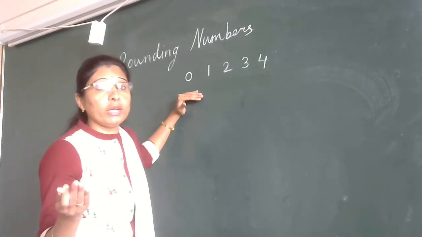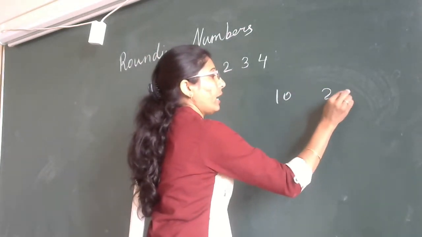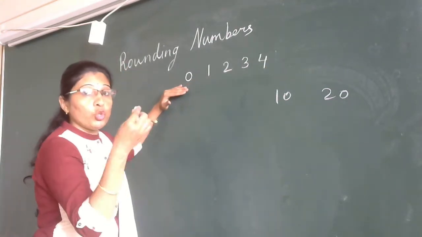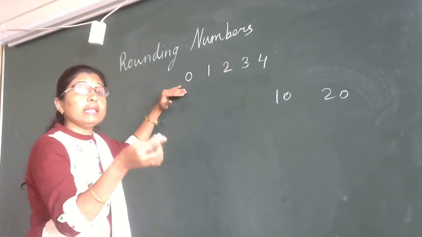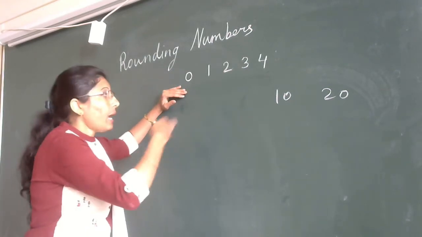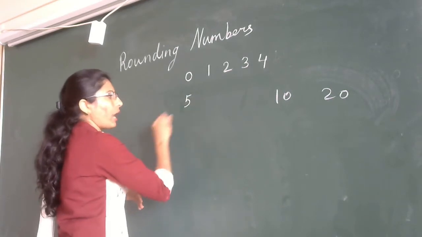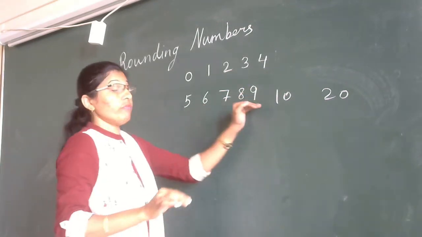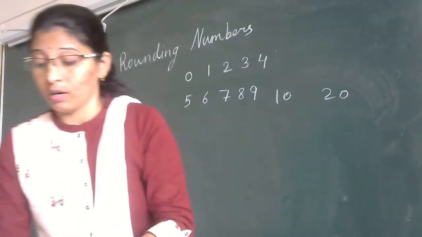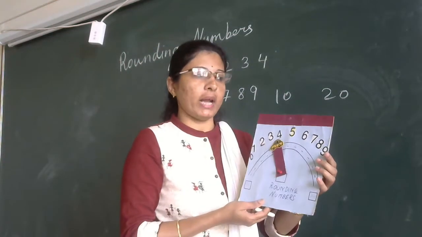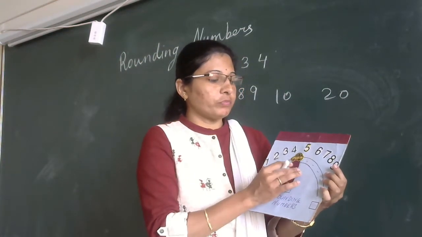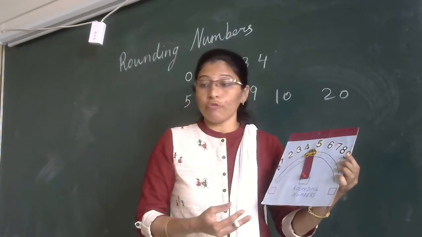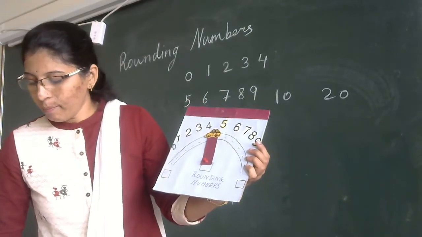If you are rounding off to 10, so 10 and 20 if you take, that means these numbers 11, 12, 13, 14, these are nearer to 10. Like that, the number equal to 5 or more than 5, 6, 7, 8, 9, these will be nearer to the next number. Here you can see I have made one activity. Here you can see that we are rounding off to 10. You can make this activity.